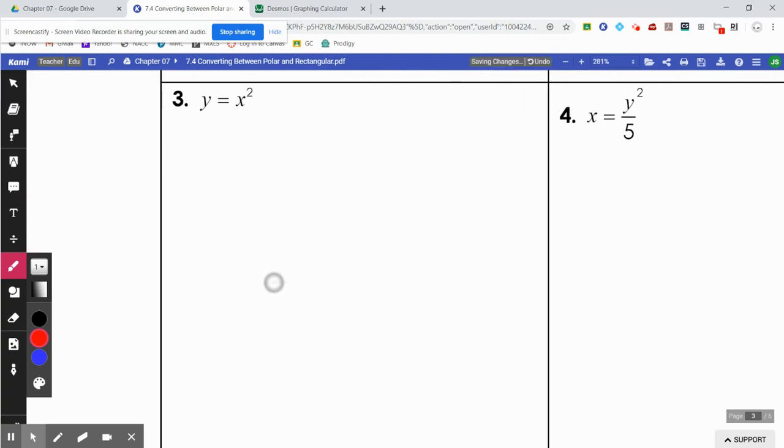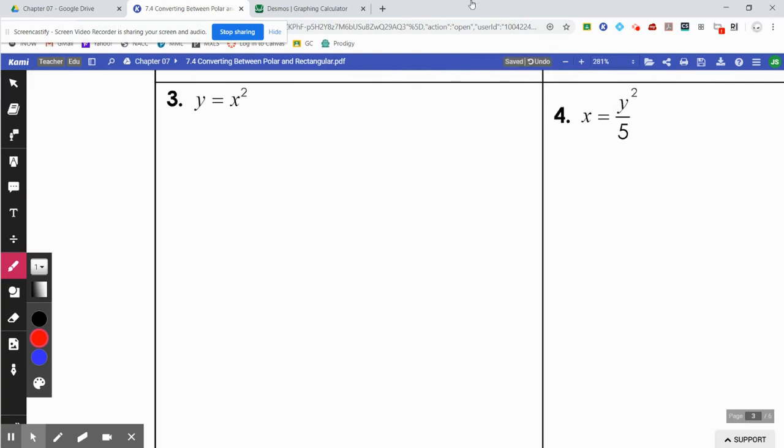Number 3, y equals x squared. We're again simply replacing the y with r sine theta. We're going to replace the x with r cosine theta, and I'm going to go ahead and square it as I do that. So that's a theta instead of an x. So there's my equation now.